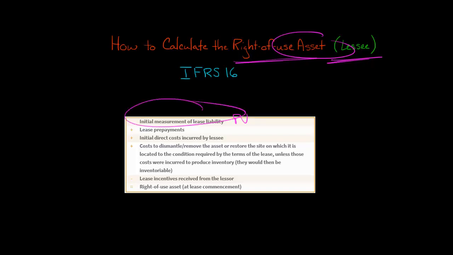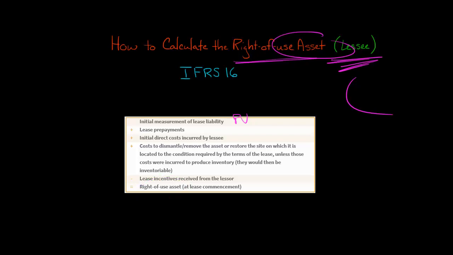So you get that initial measurement of the lease liability, and then you add in any lease prepayments. Those are payments from the lessee to the lessor prior to the commencement of the lease. Okay, so those are going to increase the right-of-use asset. Those will get added to the initial measurement of the lease liability when calculating our right-of-use asset. Now, you're also going to add any initial direct costs incurred by the lessee. I've got another video explaining what initial direct costs are, but long story short, they are costs that would not exist but for the execution of the lease. So any initial direct costs borne by the lessee are added, and they will increase the right-of-use asset.